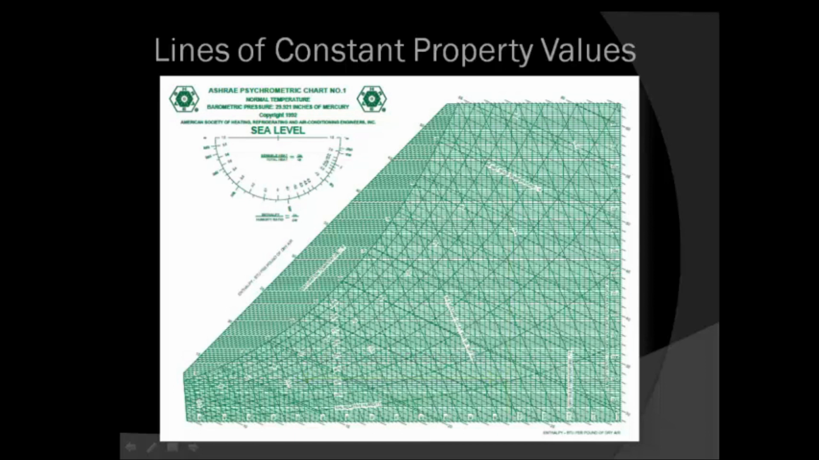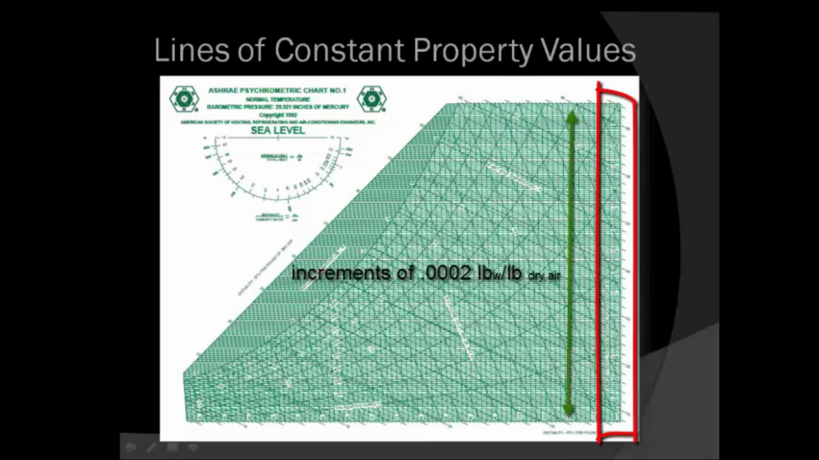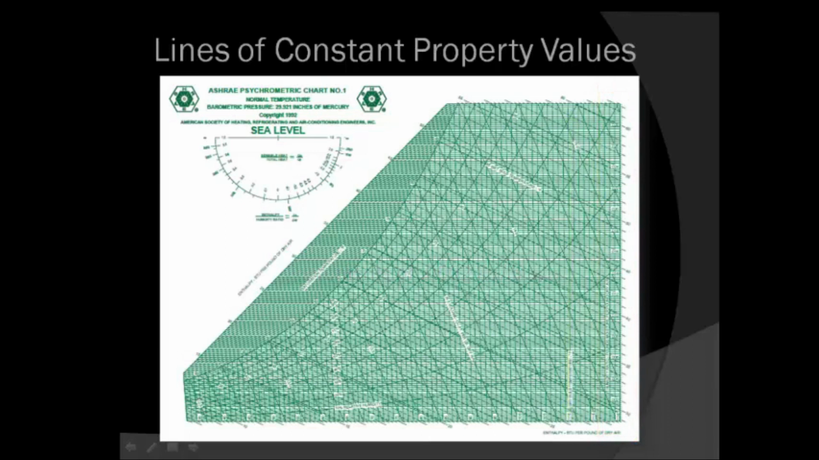Humidity ratio values are shown on the far right of the chart. Since this chart provides humidity ratio in pounds of moisture per pound of dry air, the values are quite small, ranging from 0 and increasing in increments of 0.0002 pounds of moisture per pound of dry air. Relative humidity is shown on the chart as these curved lines. The farthest to the left is the line of saturation, or 100% relative humidity. This chart shows lines in increments of 10%, with the lowest at 10% relative humidity.